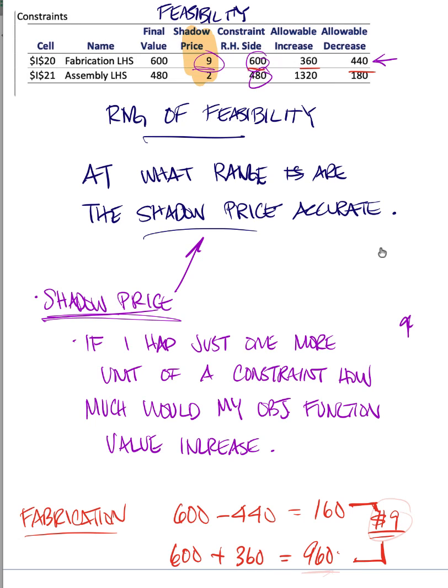So if we had one extra hour, then we would have an extra $9 in profit. If we had two, we have 18. If we have three, we have $27, and so forth, up until we get to 960 hours, at which time we would need to rerun the model and we would have a different shadow price and a different range of optimality. Okay, so this concludes the cheat sheet workshop.